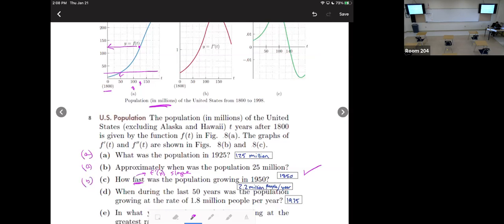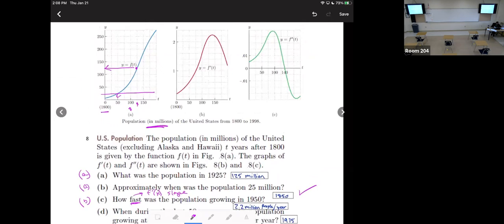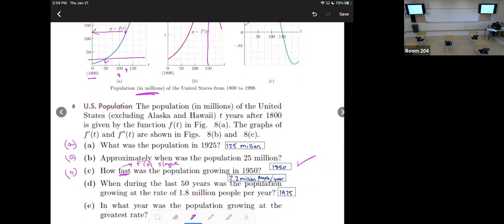This is now B. So how fast was it growing in 1950? Again, first find 1950, which is right here, right? So I'm just drawing a line here and then over. So it looks about 2.2, and that's what she has, that's what Mason has too. 2.2 million people per year. That sounds good. Okay, when during the last 50 years was the population growing at a rate, okay, here's rate again, of 1.8 million people.